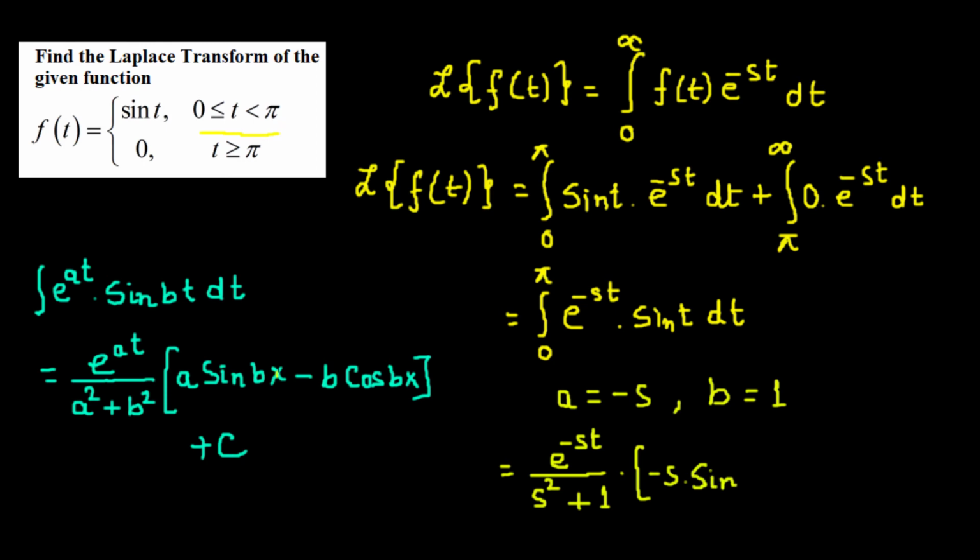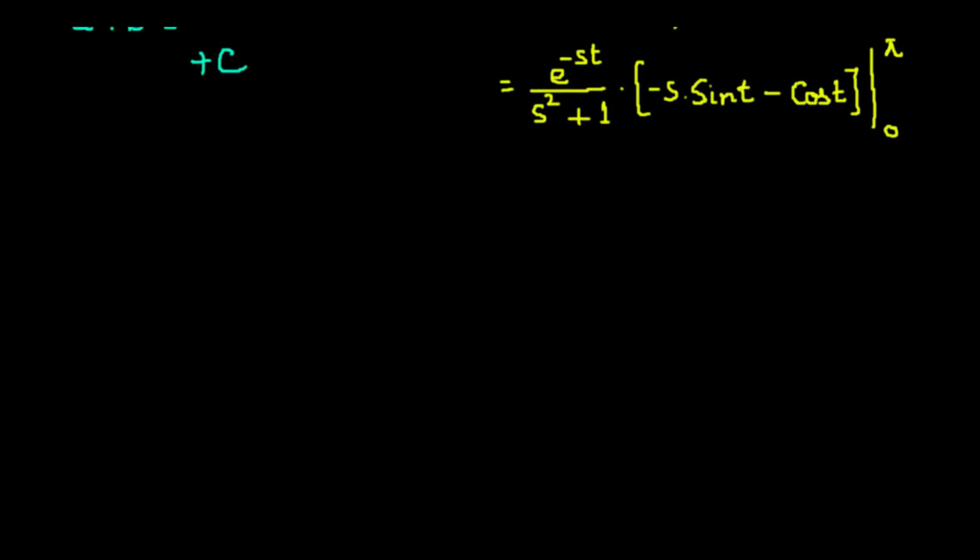I made a mistake here, so this is t, cosine of t, sine t, minus b, and b here is 1, so we have cosine of t. And we have to substitute the limits, so the lower limit is 0 and the upper limit is pi.